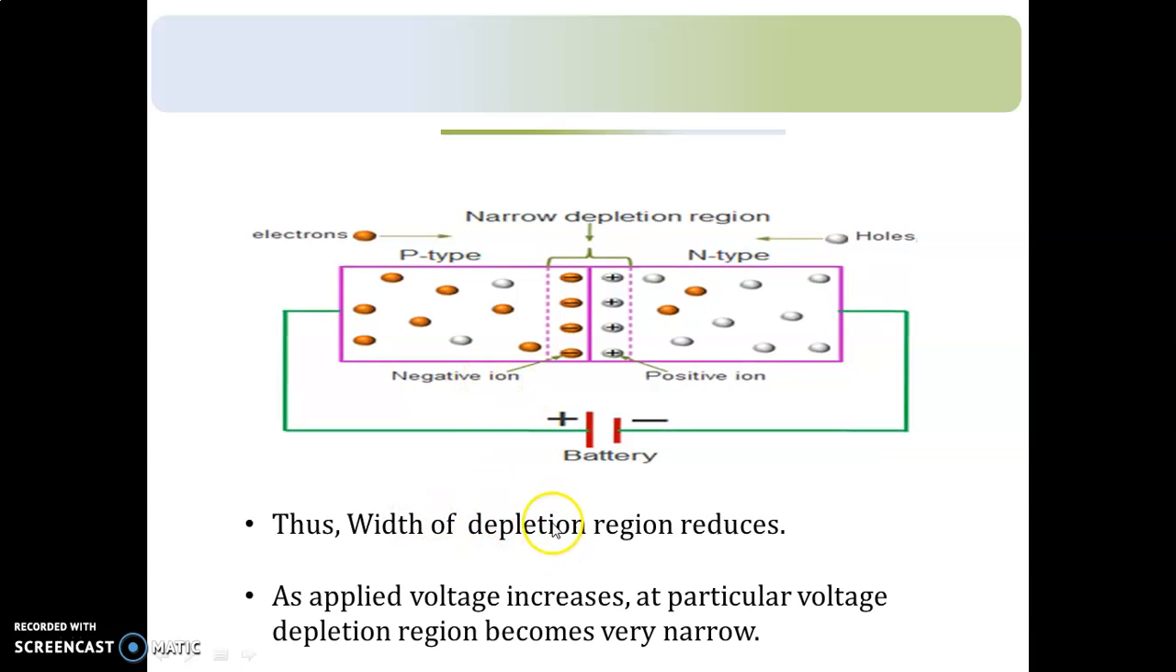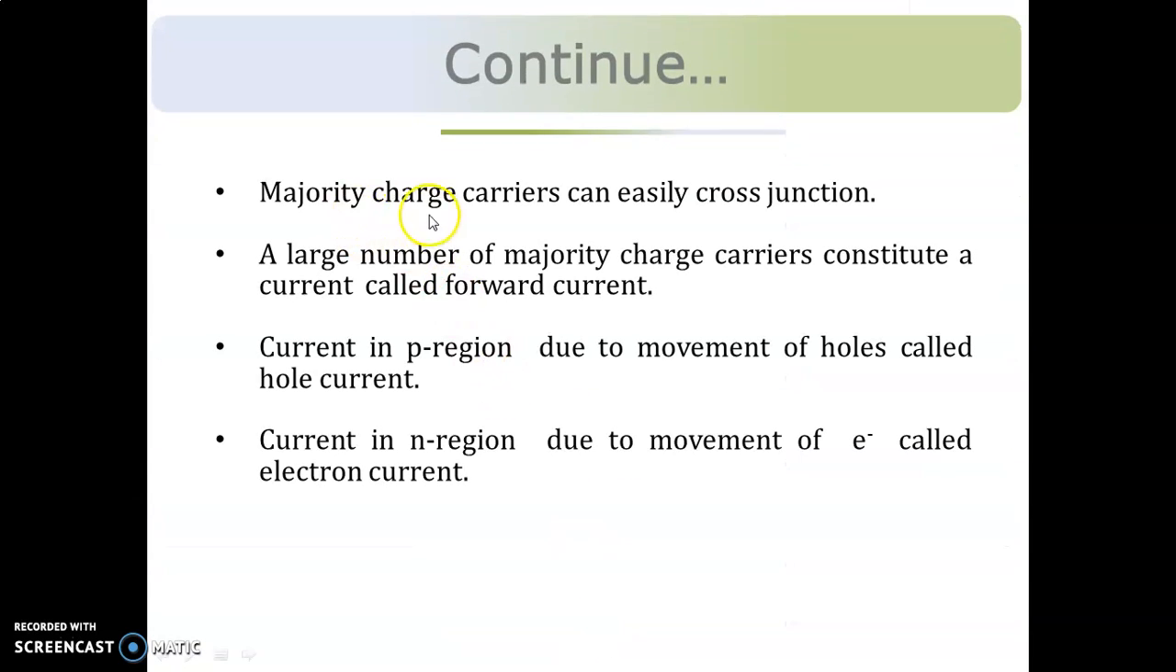here the width of the depletion region is going to reduce. The depletion region concept we have already studied in our previous session. As the applied voltage is going to increase at a particular stage, the depletion region will become narrow. Majority charge carriers can easily cross the junction. In our case, holes and electrons are the majority charge carriers in P region and N region respectively.